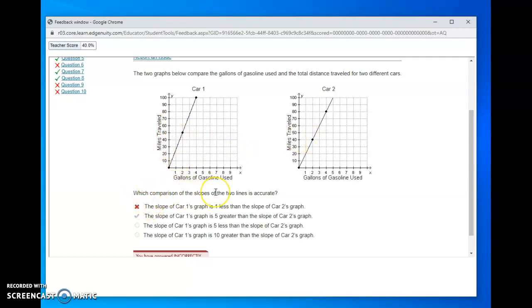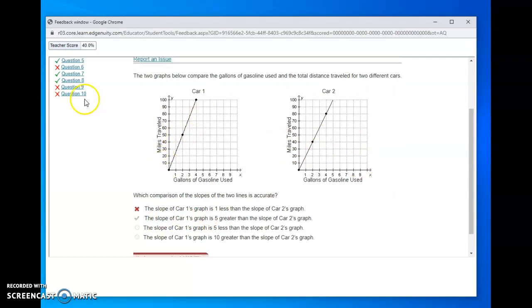Which comparison of the slopes of the two lines is accurate? Slope of car 1 is less than... nope, we just said car 1 is going to get you further. Slope of car 1 is greater by 5, and that's what it is. This one was 25, this one was 20, so we can stop reading right there. It's greater by 5.